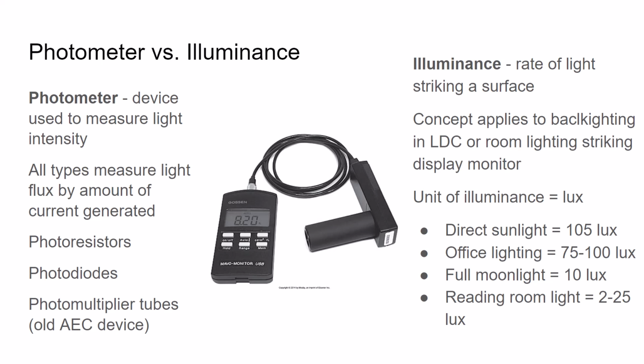The concept that's applied to a luminance refers to the backlighting in LCD or room lighting striking the actual display. The unit of luminance is the lux. And to give you some reference points, direct sunlight produces 105 lux. A typical office setting is around 75 to 100 lux. A full moon can produce 10 lux of light, and the radiologist's reading room should be lit to about 2 to 25 lux for the best viewing conditions.